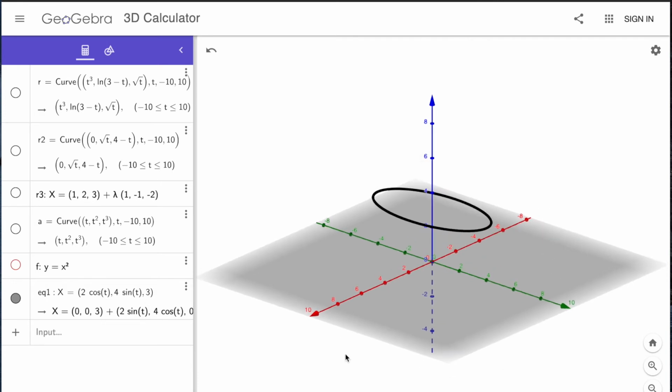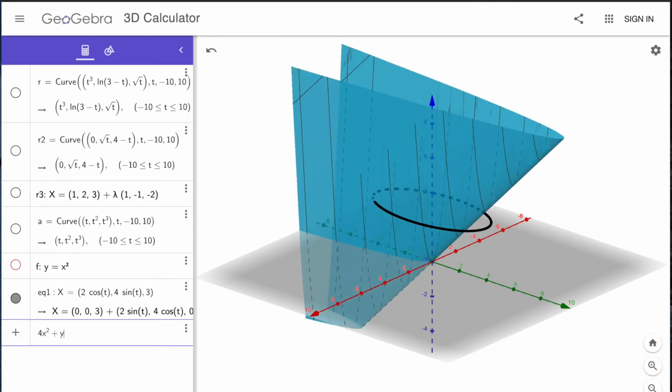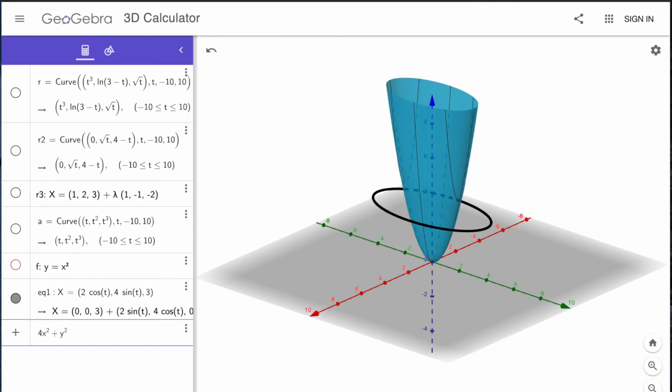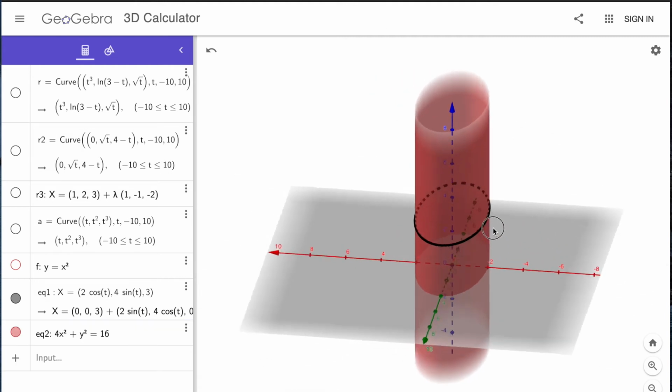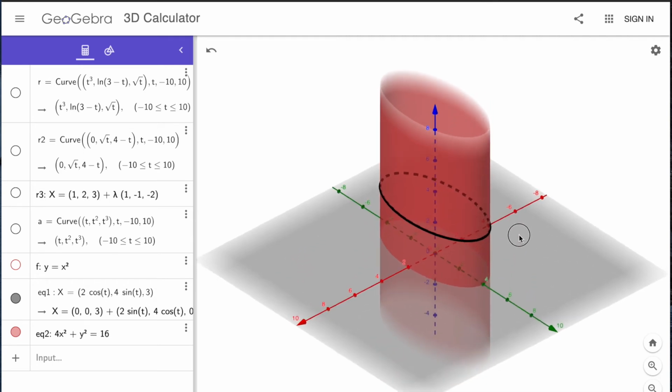I don't know. And we can see it's on the cylinder that you would get if it was something like x squared. Sorry, it would be 4x squared plus y squared equals 16. And we can see it's like a belt on that cylinder.